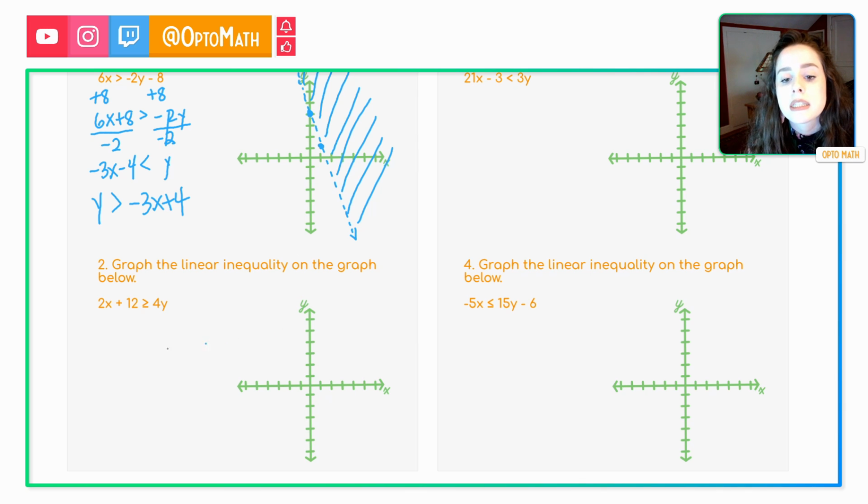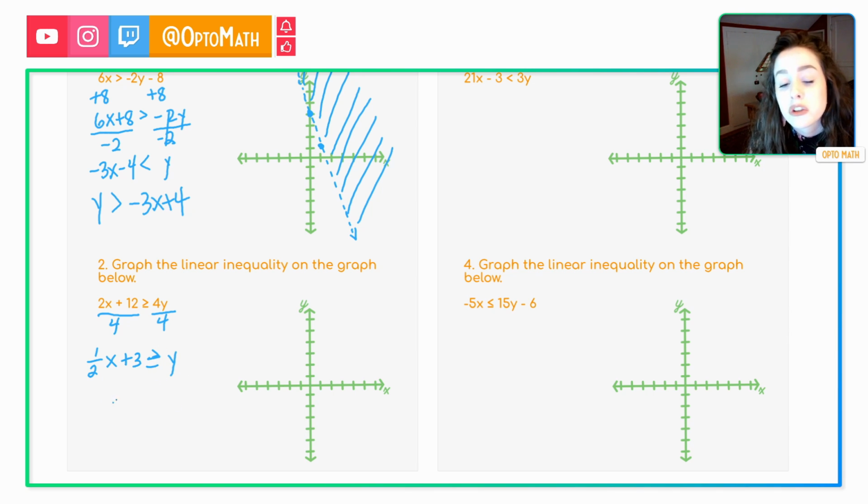Number 2 is, so far it's looking like a less than or equal to. So let's take a look. Graph the linear inequality on the graph below. So let's solve this one for y as well. It's almost there. We just need to divide both sides by 4. So 2x divided by 4 would be 1/2 x. And 12 divided by 4 would be a positive 3. And we didn't divide by a negative, so we're keeping the same symbol, like the same direction.